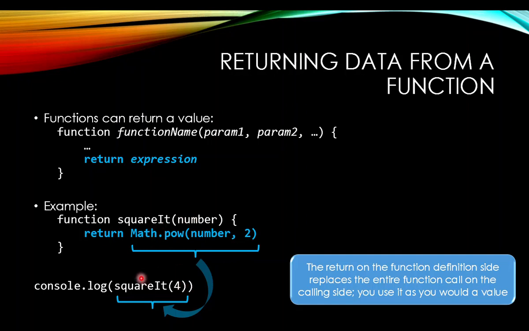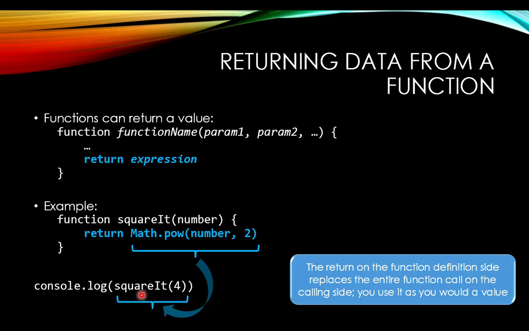So in this case, let's say they called square it with 4. 4 is the parameter. That's going to be copied into number in the function side. It's going to say do Math.pow, take number, that's 4, raise it to the second power, 4 squared is 16, return 16. And it's going to copy that 16 and replace the entire call that's shown here with this little bracket. This whole thing's going to get replaced with 16, and then console.log is going to log out 16.